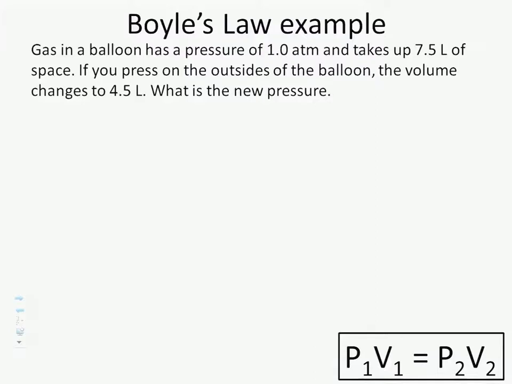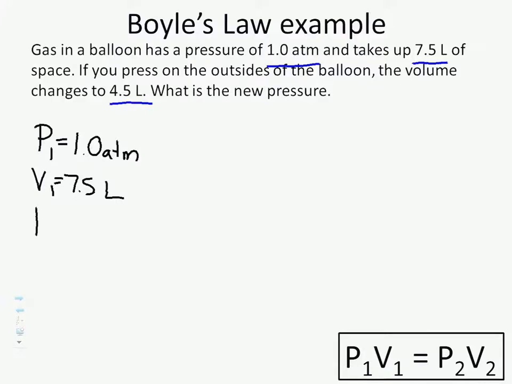All right, so the first thing I like to do in these situations is go through and identify all the variables. 1 atmosphere, 7.5 liters, and 4.5 liters. Okay, those are all your variables. Go ahead and write them all out, and let's label them P1, V1, P2, and V2. So for instance, P1 equals 1 atmosphere, V1 equals 7.5 liters, and then next we've got P2.